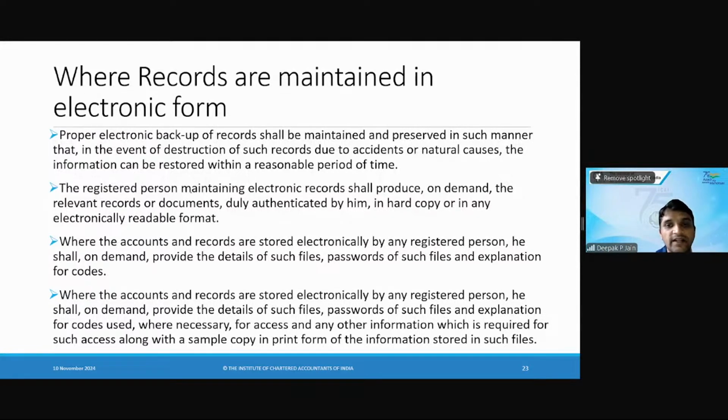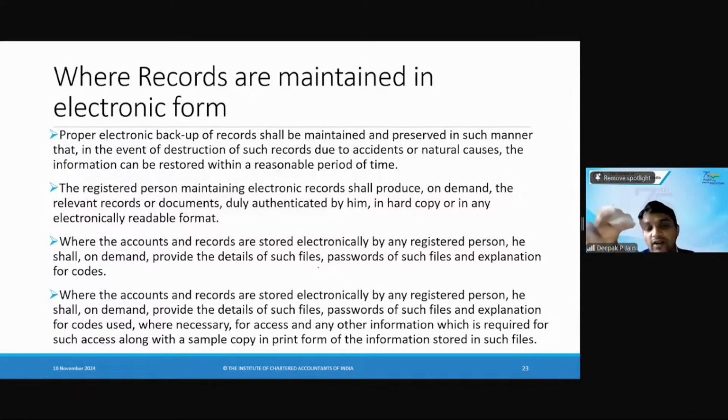Then the registered person maintaining electronic records shall produce on demand the relevant records in hard copy. अगर ऑफिसर मांगता है तब उसका आप प्रिंट लेके भी दे सकते हो, या फिर इलेक्ट्रॉनिक रीडेबल फॉर्मेट जैसे पीडीएफ है और वर्ड एक्सेल, दैट ऑल्सो यू कैन गिव. Then where the accounts or records are stored electronically by any registered person, he shall on demand provide the details of such files, passwords and explanation for the codes. अगर आपका सिस्टम में पासवर्ड वगैरह है तो वो आपको ऑफिसर को देना पड़ेगा.